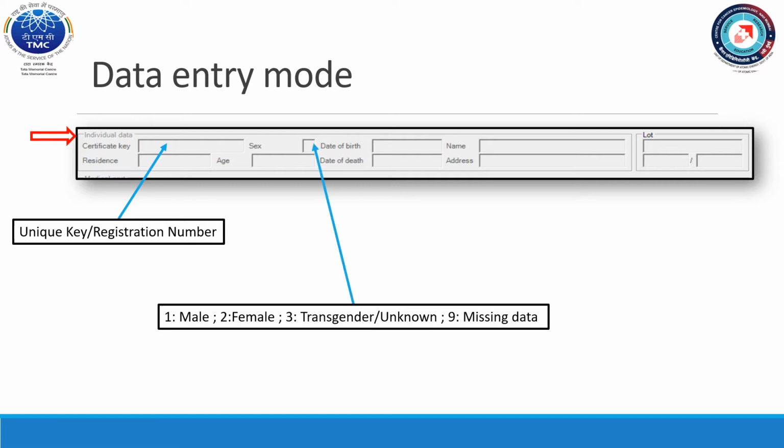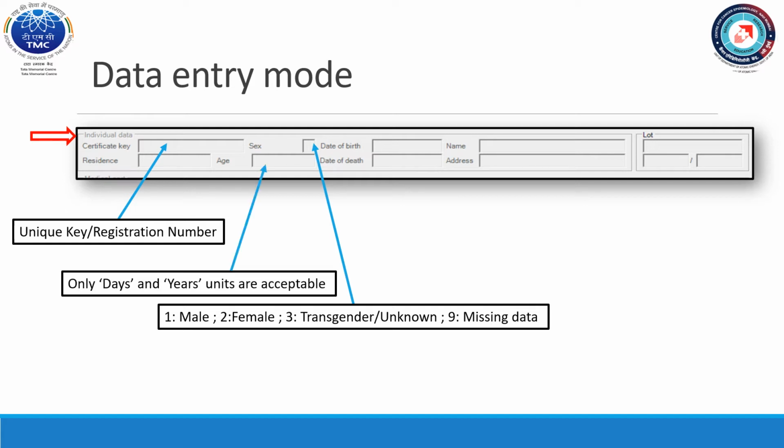The valid sex values in IRIS are 1 for male, 2 for female, 3 until 8 used for unknown, and 9 for missing data. Regarding the age expressions, it's important to use the correct format. Only the units, years, and days are acceptable in the age field.